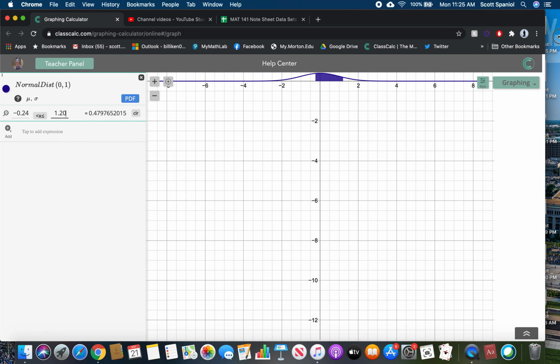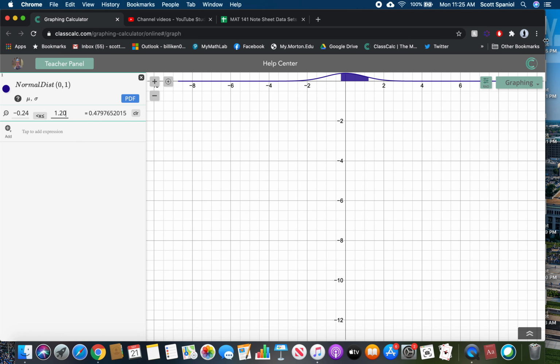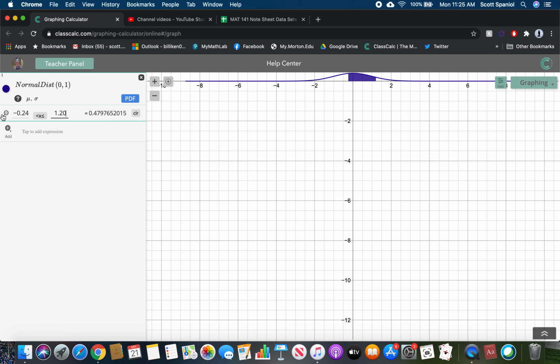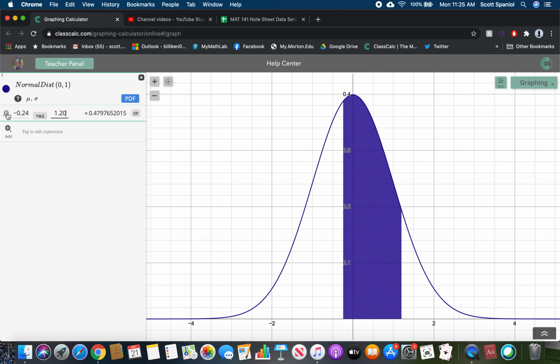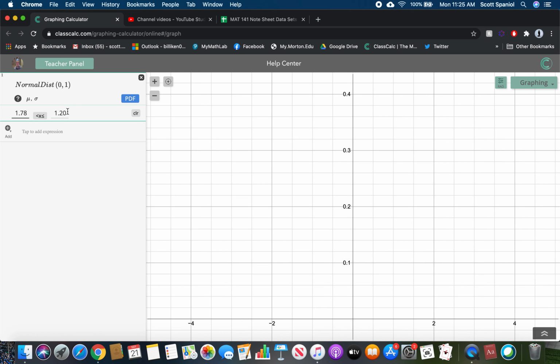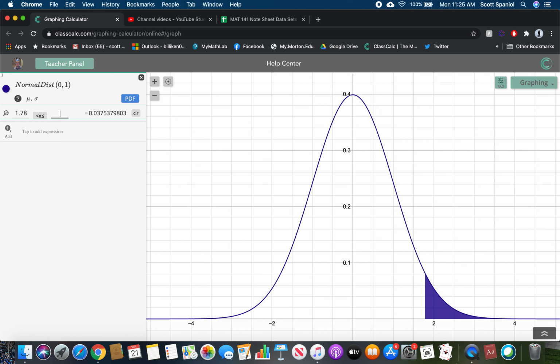Okay, so for these ones, we're going to use 0 and 1 again, right? Because we're still doing this with z values, so we're going to be on the standard normal curve again. So I can just use this graph. The graph's not changing. All that's changing are the z values. So to do the area to the right of 1.78, I put 1.78 on the left side of my inequality, and I get rid of what was in there before.